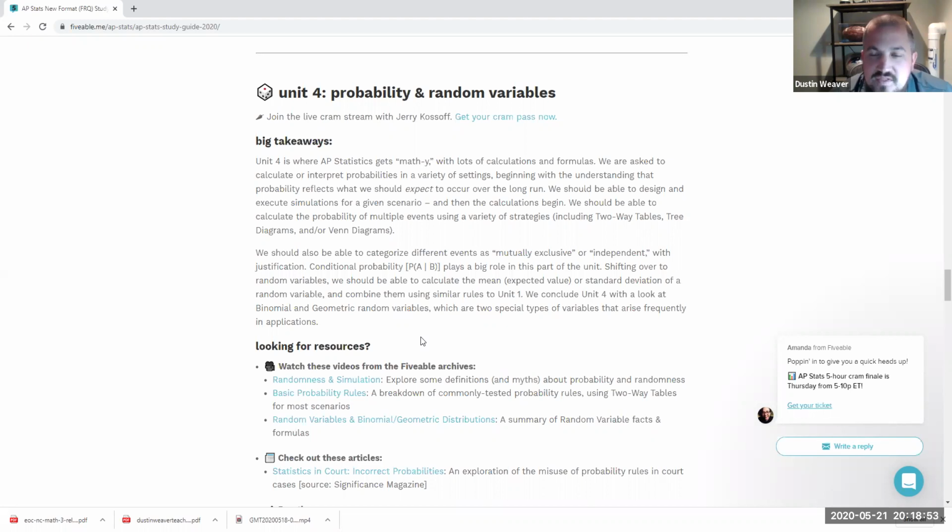We conclude Unit 4 with a look at binomial and geometric. Remember, binomial PDF is when you need the exact probability. Binomial CDF is less than or equal to. Geometric PDF is when you need the exact probability, and geometric CDF is less than or equal to. And these are two special types of random variables that arise frequently, and that is Unit 4.